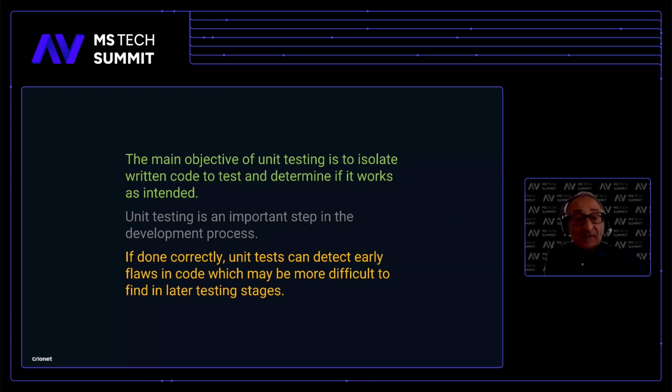In yellow, if done correctly, unit tests can detect early flaws in code. Seems obvious. A descriptive statement. It has no substance. It's like saying today it rains. It rains. There's nothing you can do about that. The gray sentence, unit testing is an important step. That's just marketing. It makes no operational sense. So we can just remove that sentence and focus on the green part.